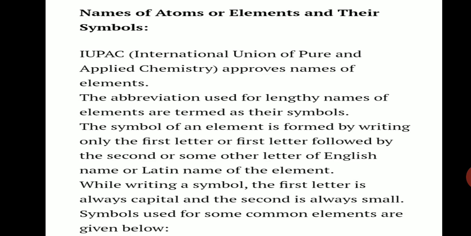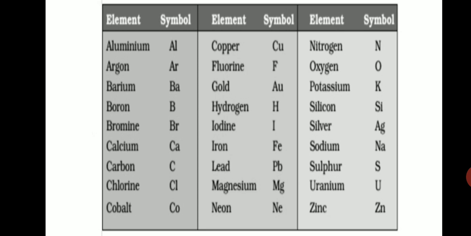So let us study the symbols. All these things you have studied in lower classes. Some of the symbols: aluminum, argon, barium, boron, bromine, calcium. All these are the elements' names. So aluminum, Al; argon, Ar; barium, Ba; boron, B; bromine, Br; calcium, Ca. So let us look at how it is written.